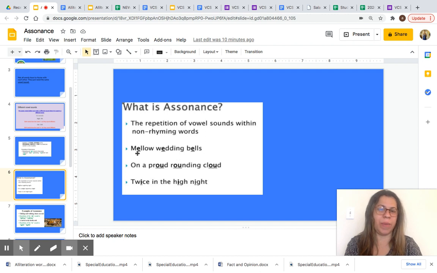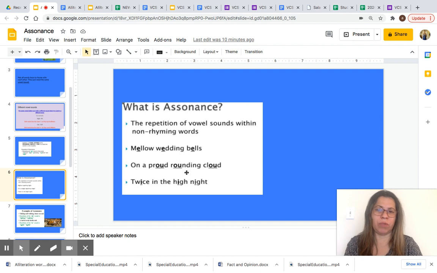Mellow wedding bells. In this sentence, the assonance is created by the repetition of the vowel sound E, of the letter E. So note that the letter E is underlined. Mellow, wedding, and bells. So the repetition of this E sound is creating an assonance in this sentence. Let's look at another example.